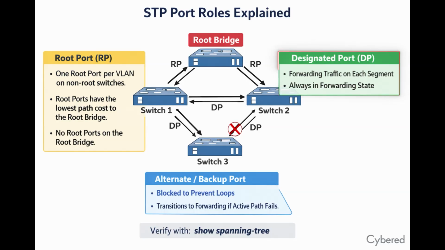Then you have designated port, a forwarding port on a network segment that allows traffic to flow away from the root bridge. Designated ports are always in a forwarding state. And alternate/backup port, a redundant port that is placed into a blocking state to prevent loops. These ports provide backup paths if the active path fails. To view port roles and states on a Cisco switch, use the show spanning-tree command.